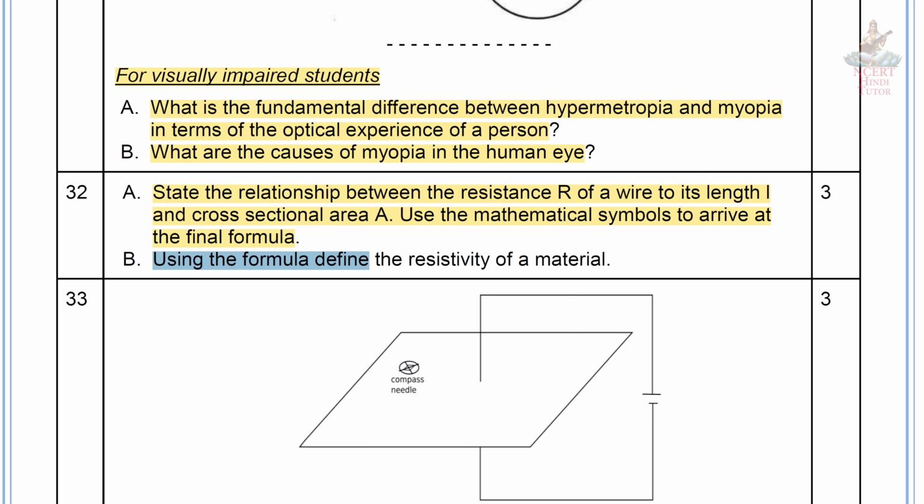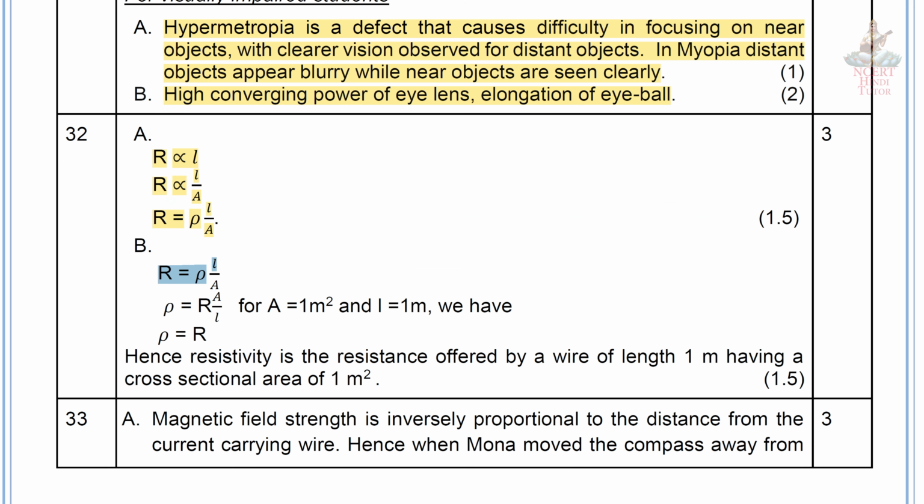B. Using the formula, define the resistivity of a material. Answer: R is equal to rho L upon A. Rho is equal to R A upon L. For A equal to 1 meter square and L equal to 1 meter, we have rho equal to R. Hence, resistivity is the resistance offered by a wire of length 1 meter having a cross-sectional area of 1 meter square.